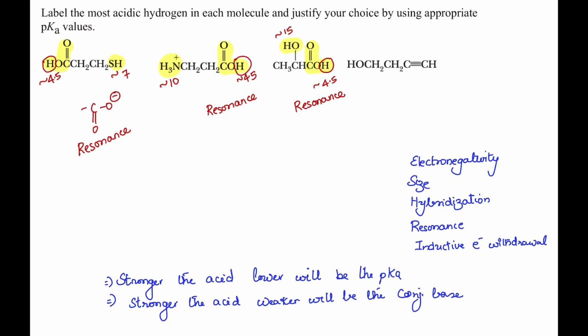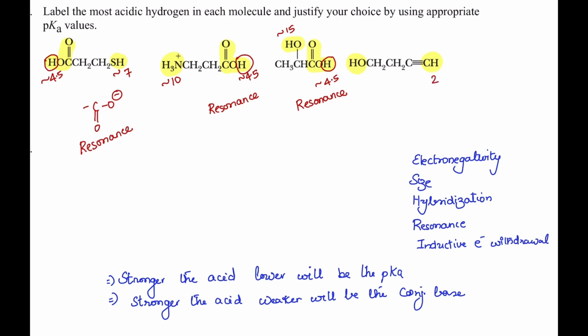Now let's go on to the next one. This molecule has an alcohol group and also an alkyne, or a triple bond, and a hydrogen that is attached to an sp carbon. So between these 2, let's find the pKa values. This has a pKa value of approximately 25 and this has a pKa value of 15, and obviously this is the one that's going to be more acidic.